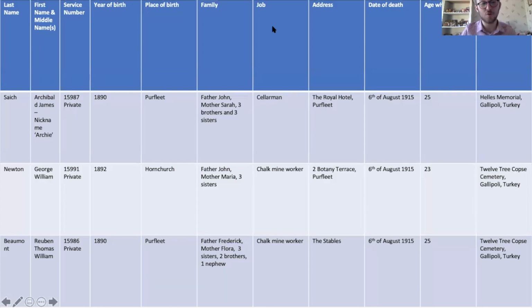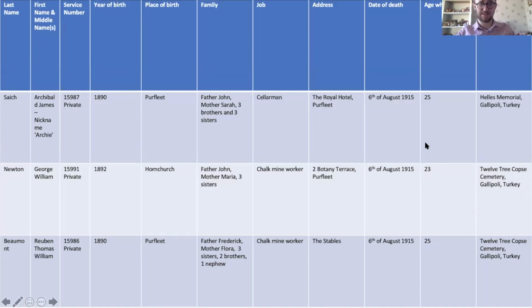Okay, guys, so you should have filled in all that information now. We know now that all of the men died on the 6th of August and all of the men died in Gallipoli. Satch is obviously buried in Hell's Memorial in Gallipoli, and Newton and Beaumont are buried in 12 Tree Corps Cemetery in Gallipoli. In relatively the same place. Different memorials, different cemeteries, relatively the same place.